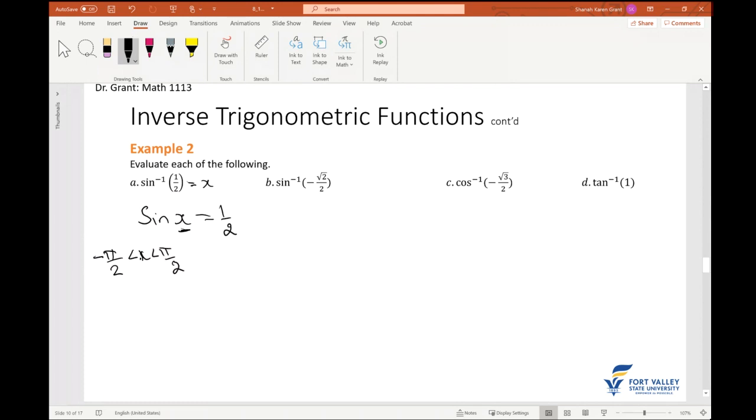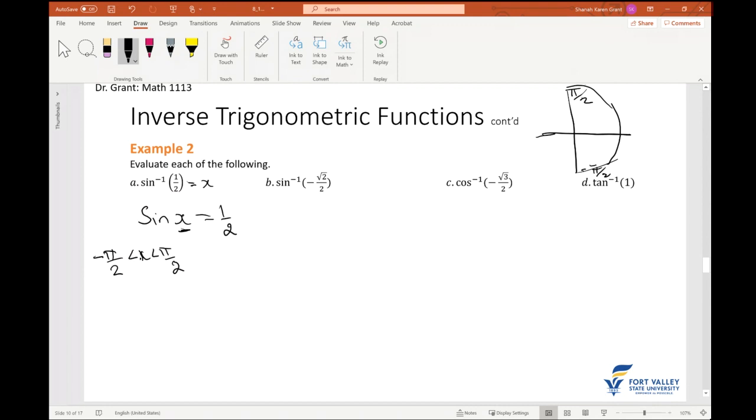Very important. So in other words, if I were to draw my coordinate plane, this would be pi over 2. Here we'll have negative pi over 2. So your angle must be either in the first or the fourth quadrant. Okay, so if we think about it, we have two angles with the sine of it being 1/2.